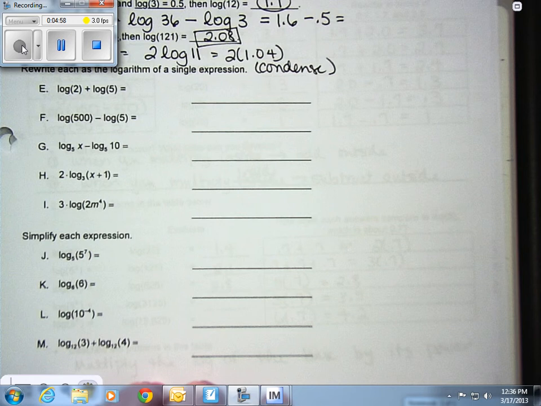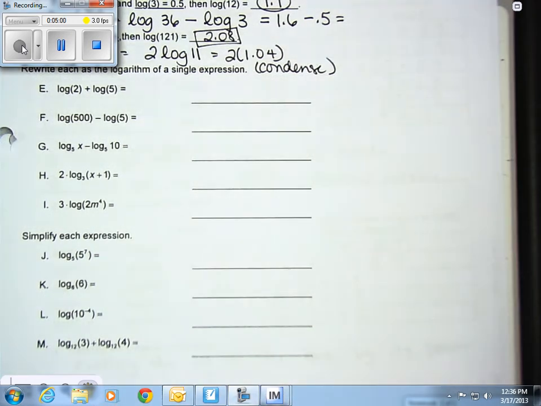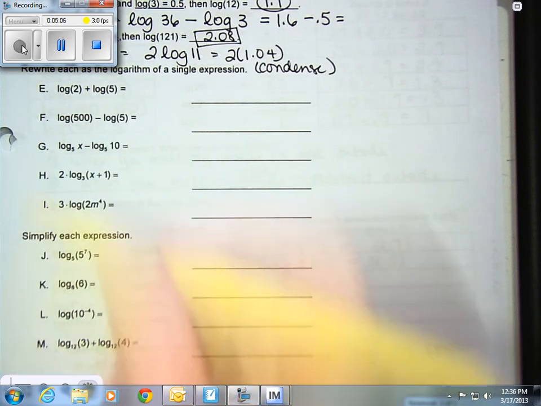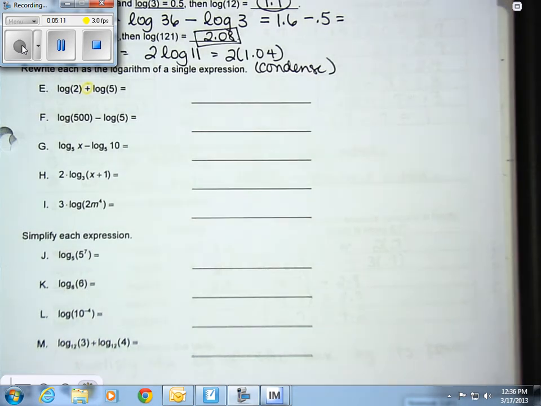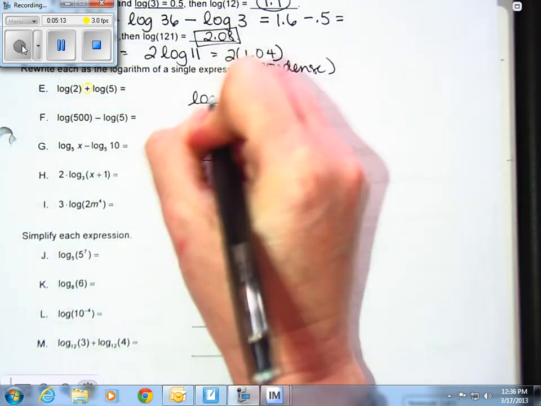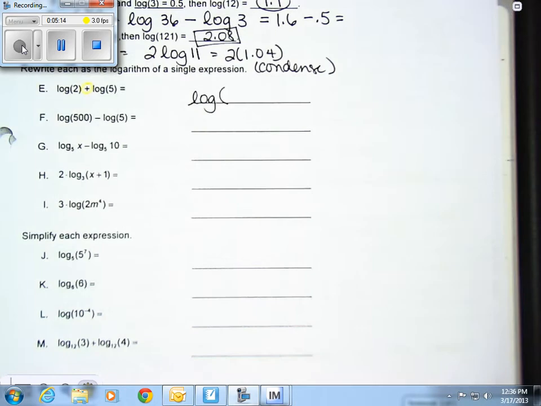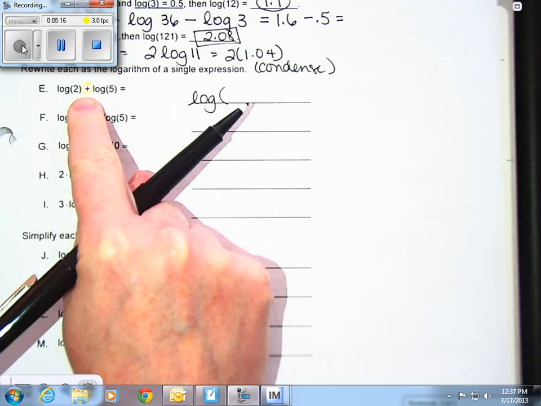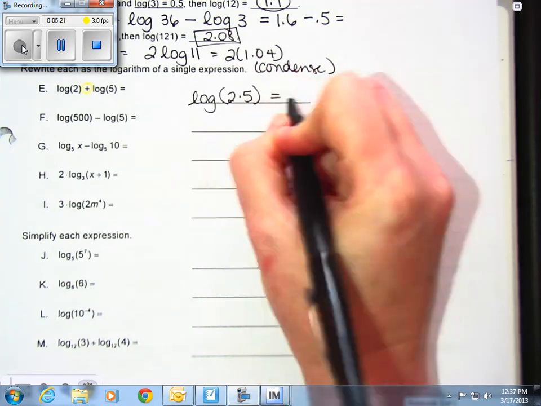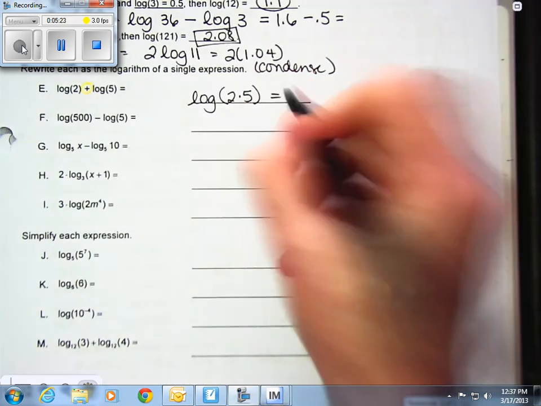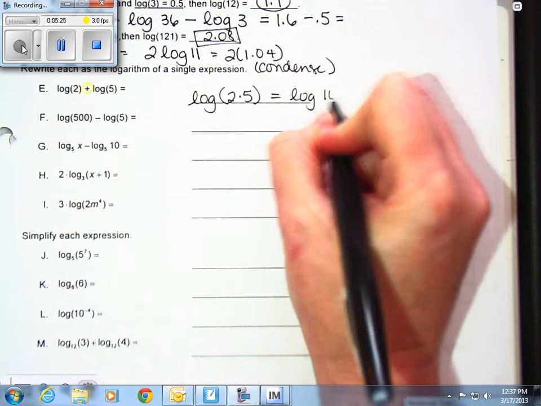When we're condensing, we want to put it back together as a single logarithm. So now what we want to do is notice what sign is here. If there is a plus sign between two logarithms, we keep the logarithm, but in parentheses, if there's a plus on the outside, we're going to have to put a times on the inside. And so log of 2 times 5 becomes log of 10.